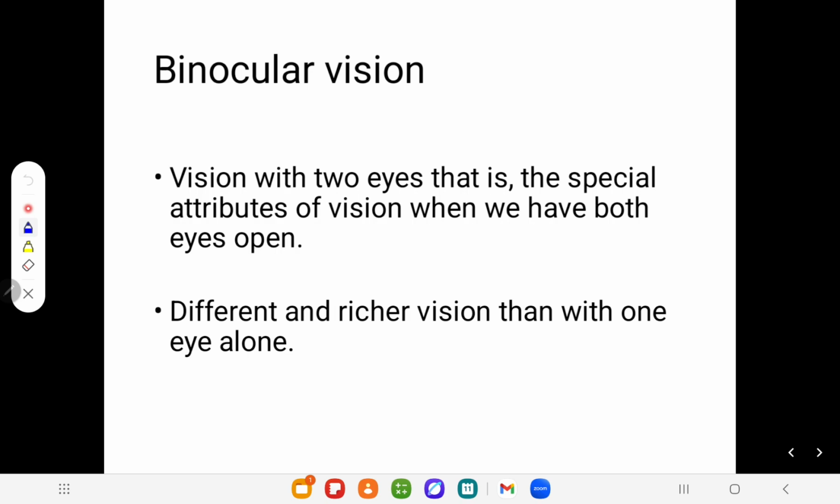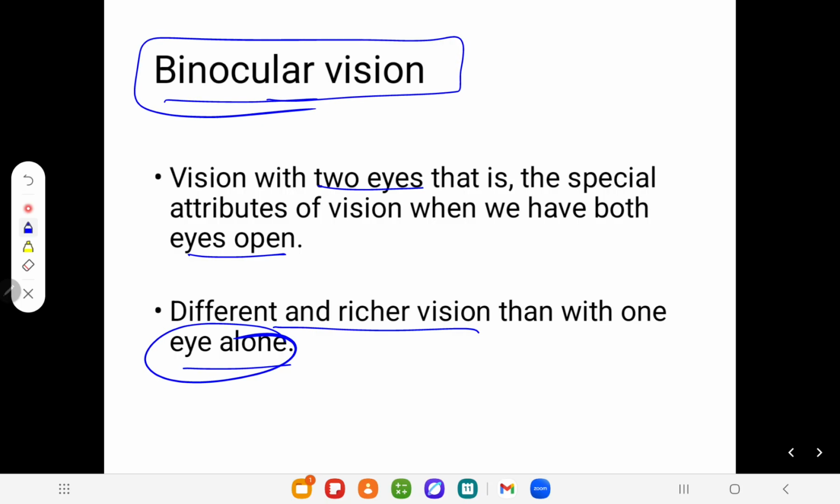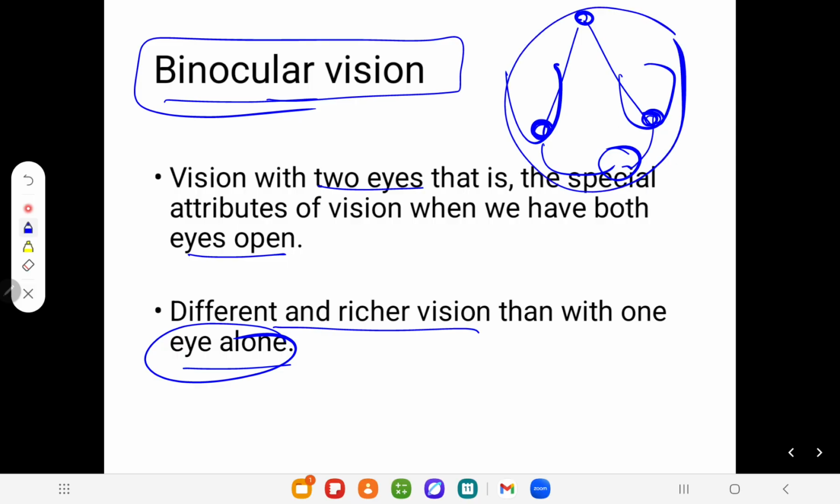So basically, binocular vision means vision with the two eyes, that special attribute of vision, that we have both eyes open, and it is different and richer than with one eye alone. So binocular vision means when we see binocularly with both eyes, but we can imagine the retina of the right eye and the retina of the left eye. Let's take an example. There is an image and there is the same image. One object has two images in two eyes, but we don't see that person as two, we see as one, and that summation of the two images in different retinas is actually the whole process called binocular single vision.